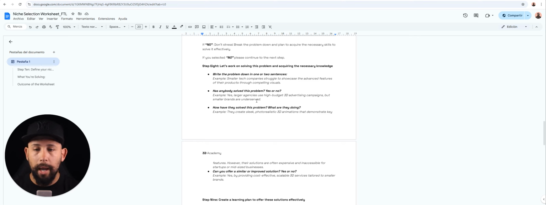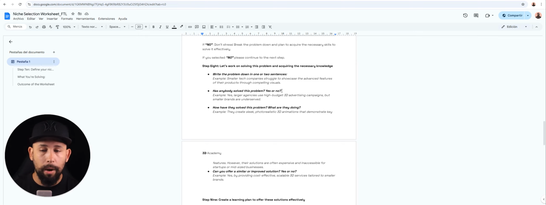Break the problem down and plan to acquire the necessary skills to solve it effectively. So you select no from the question above. If you don't have the skills to solve that problem, you need to do these steps, right? Step 8. So let's work on solving this problem and acquiring the necessary knowledge. Write the problem down in 1 or 2 sentences. Example: smaller tech companies struggle to showcase the advanced features of the product through compelling visuals, right?